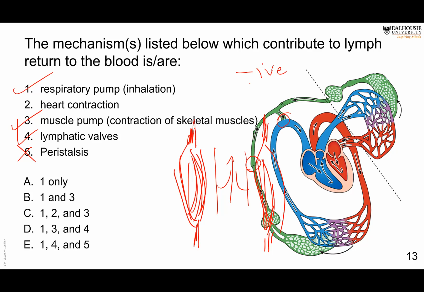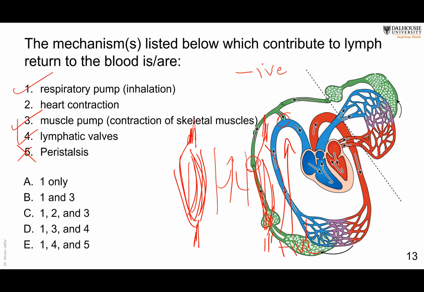At the same time, decreasing the pressure inside the thoracic cavity produces a positive pressure inside the abdominal cavity, which will push and squeeze the lymphatics and push the lymphatic fluid in one direction toward the heart. So the respiratory pump is important here.